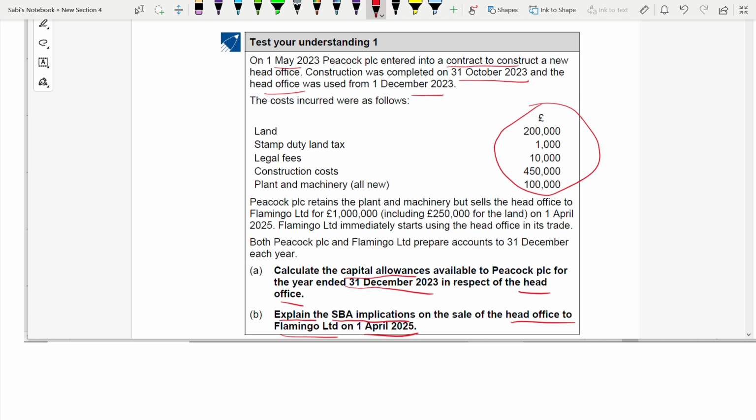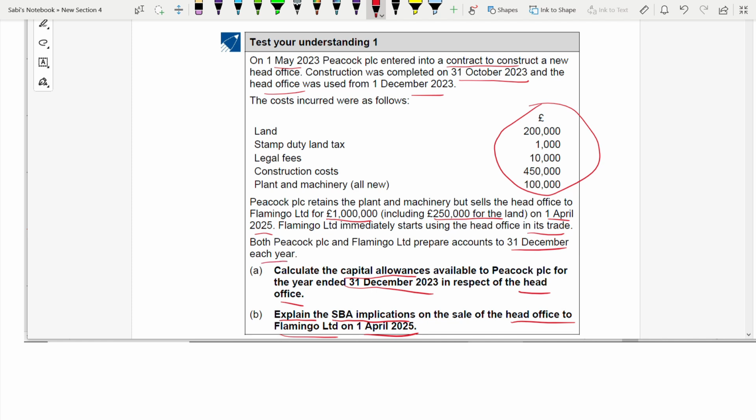Peacock retains plant and machinery but sells the head office to Flamingo for 1 million, including 250 for land. On 1st April 2025, Flamingo immediately starts using the head office in its trade. Both of them prepare their accounts to 31st December each year.